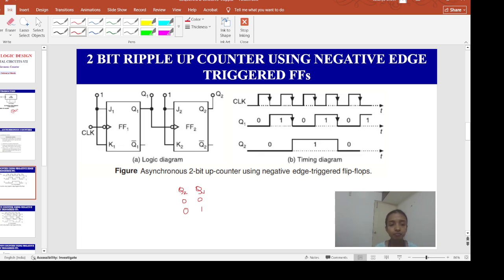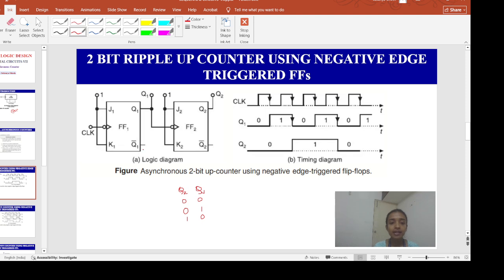Okay. Next, what will happen? At the negative going edge of the second clock pulse, flip-flop 1 will toggle again. So Q1 will change from 1 to 0. That means it is changing from high to low. When this negative going pulse is applied to the clock of the second flip-flop, it activates the second flip-flop, and this flip-flop will toggle. Q2 will go from 0 to 1, that means from low to high. So now my Q1 is 0 and Q2 is 1.